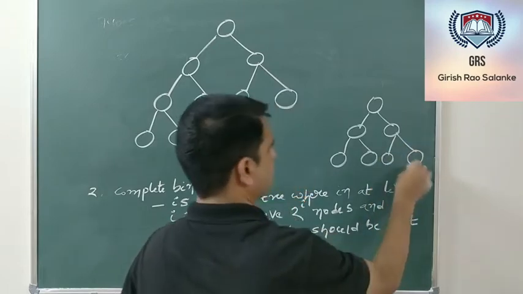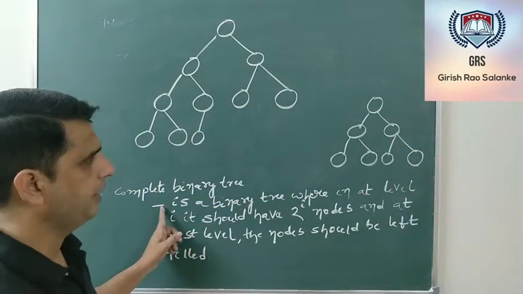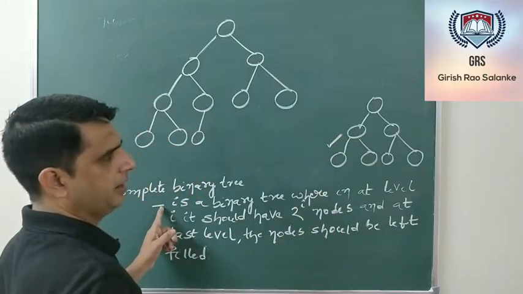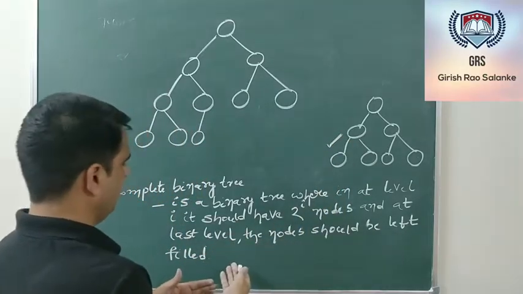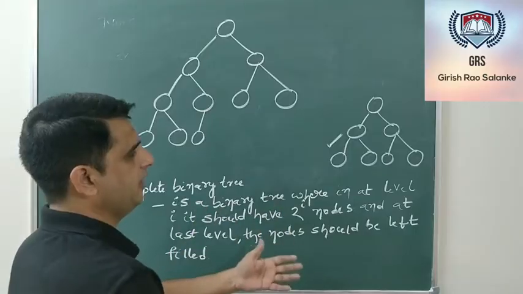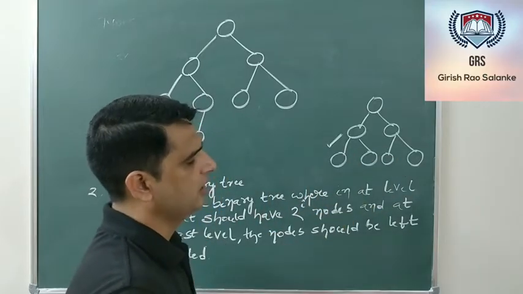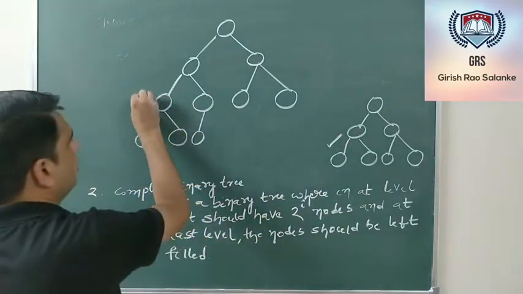Now, if this is the structure of my binary tree, is this a complete binary tree? Yes, this is a complete binary tree. Anyway, the last level should be left filled. Anyway, at the last level also it is having 2 power i nodes. So even this is also a complete binary tree.